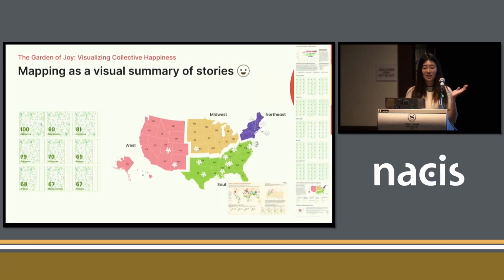But in parallel, I actually work on another project called the Garden of Joys, Visualizing Collective Happiness, which aims to capture and portray happiness through engaging databases. Reflecting on my first project, Happy People, Happy Planet, I learned that most data related to happiness are collected only at the country level. So this really limits my exploration of the topic on a more in-depth scale.